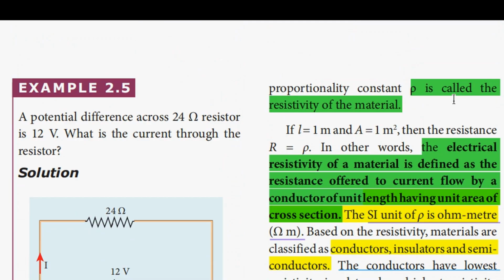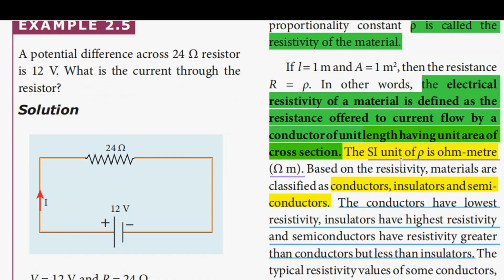The proportionality constant rho is called as the resistivity of the material. And if L is equal to 1 meter and A is 1 meter square, then the resistance R will be equal to rho. Therefore, the electrical resistivity of a material is defined as the resistance offered to a current flow by a conductor of unit length having unit area of cross section. What is the SI unit of rho? That is given by ohm meter, that is ohm m.